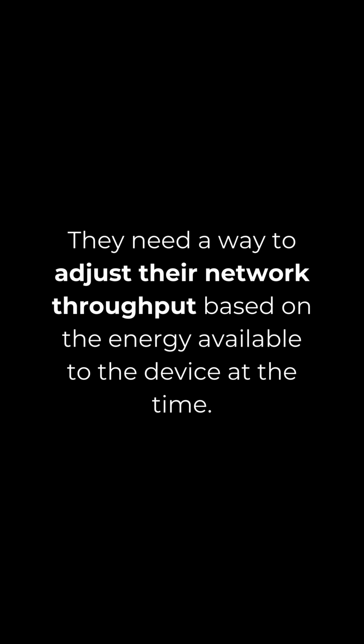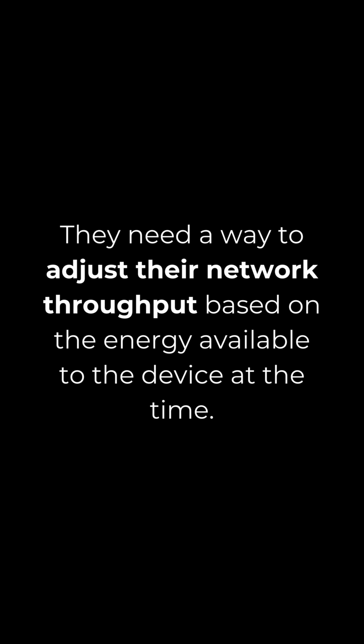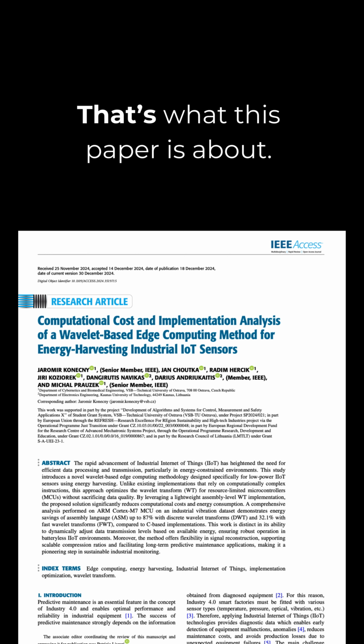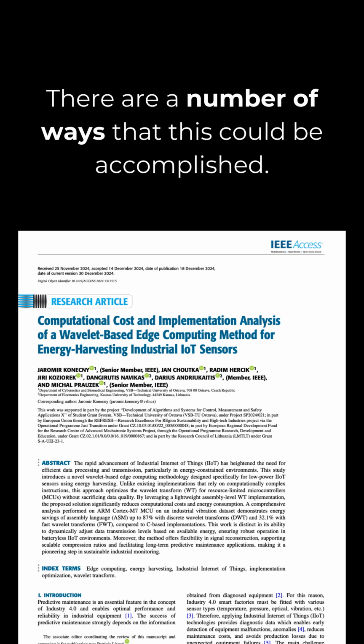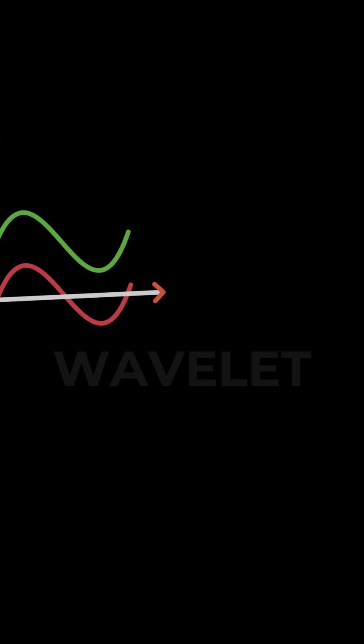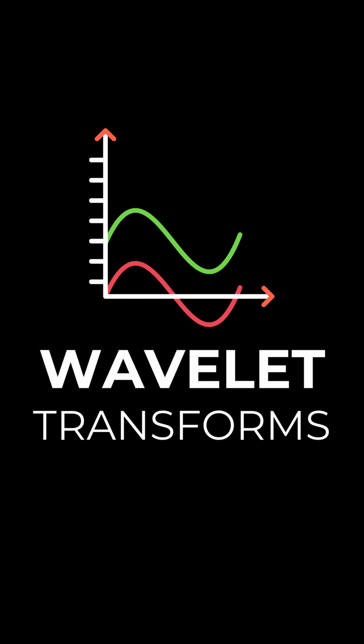So these sensors need a way to adjust their network throughput based on the energy available to the device at the time. That's what this paper is about. There are a number of ways that this could be accomplished, but these authors' particular implementation utilizes wavelet transforms as part of the data preparation process.